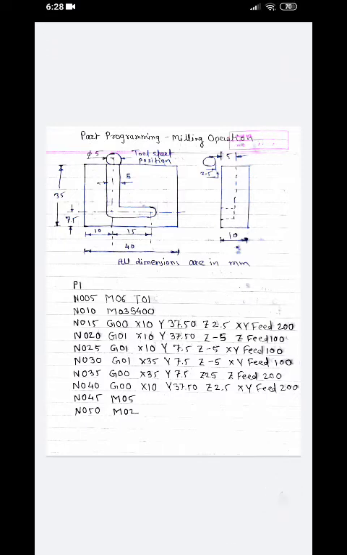Now we are going to give a speed to the spindle, and the direction in which it is going to rotate, whether clockwise or anti-clockwise. So the next step is N010, M03, S400. Here you can either use S or you can directly enter the RPM also. M03 means the spindle rotates in clockwise direction, at 400 RPM.